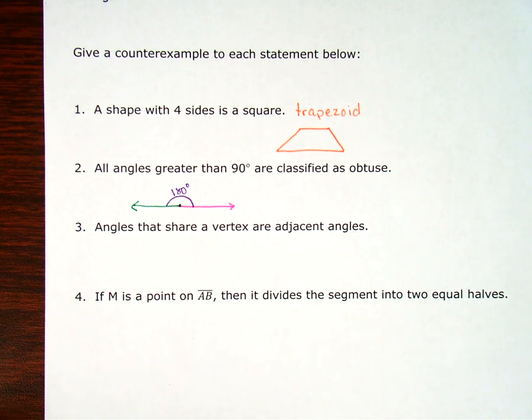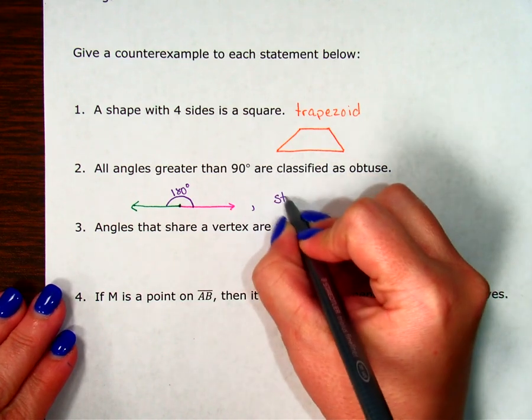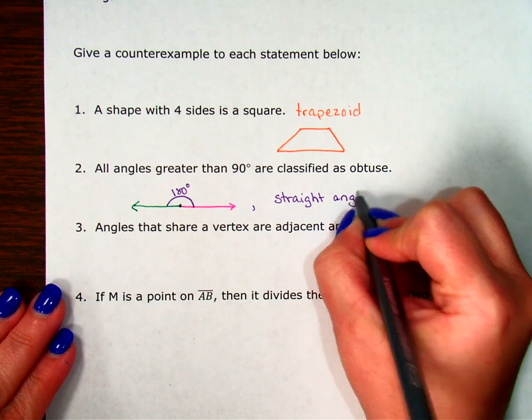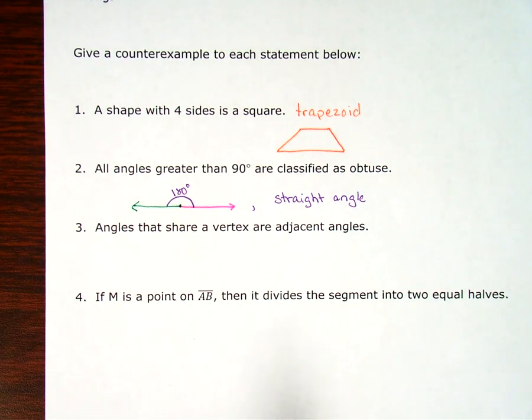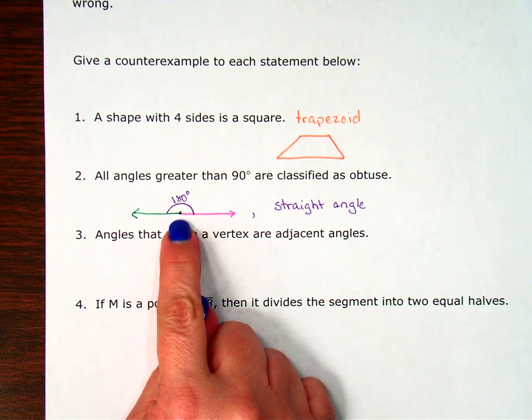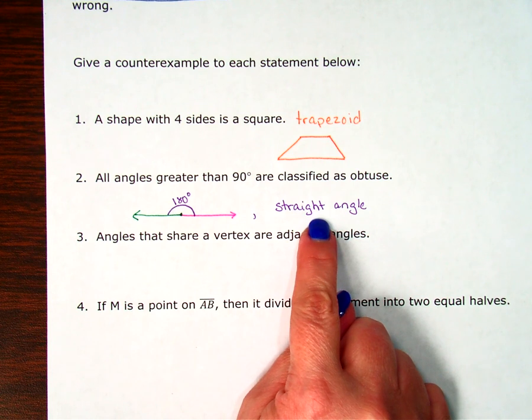Do we remember what we call that? This is classified as a straight angle. An angle that has 180 degrees, we don't classify that as obtuse. We classify that as a straight angle. So I could just draw the picture, and the picture itself would be a great counterexample, or I could write out the words. The word would be a good counterexample.